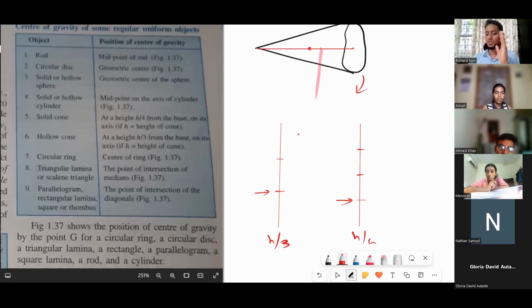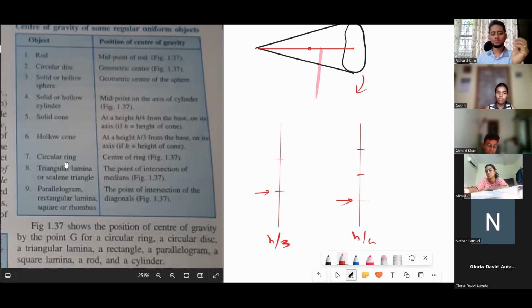Right. So for a solid cone, the center of gravity is a little more lower to the right. That is h divided by 4. For a hollow cone, which is empty in the center, it's not very heavy at the base, so the center of gravity moves a little bit up. Up means to the left here. That is h divided by 3. Okay, clear everyone?